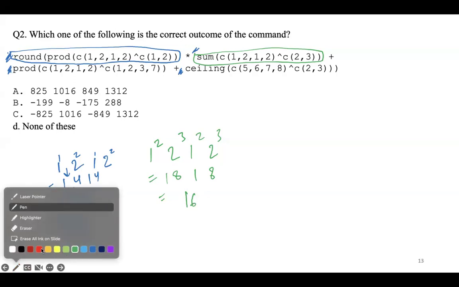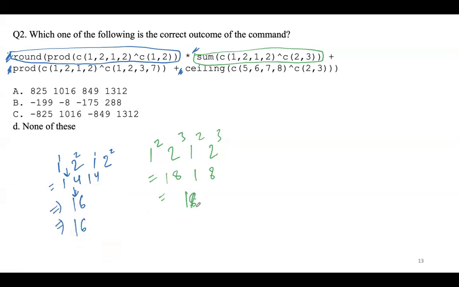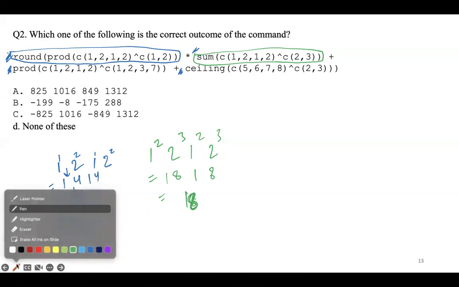Let me know if I'm doing something wrong. 18. 18. Yeah. Oh, sorry. Oh, yes, correct. Good. Yes, 18. Good. I multiplied half of it and I added the other half. Sorry.